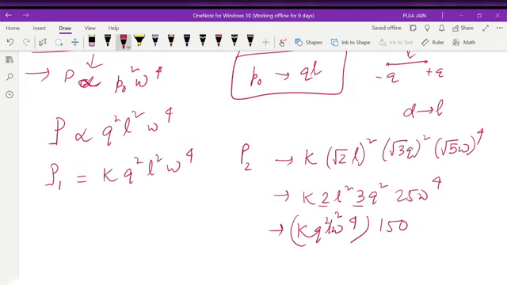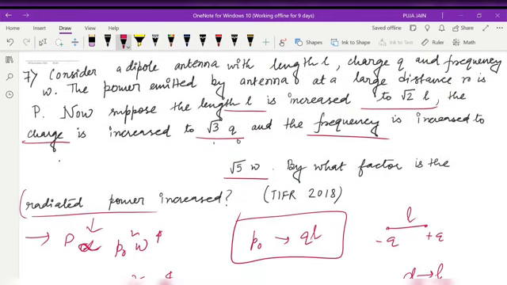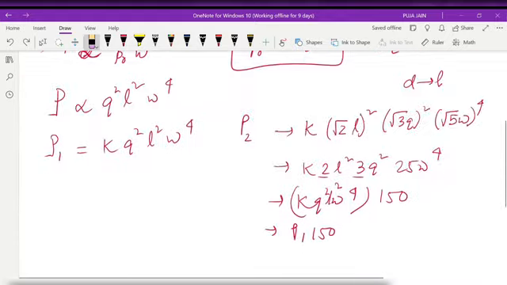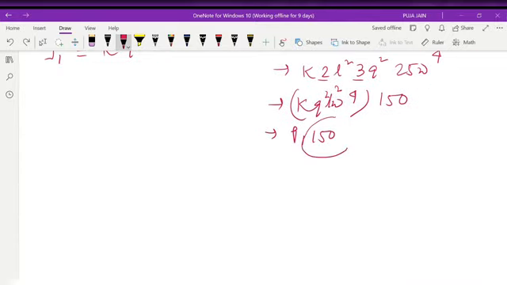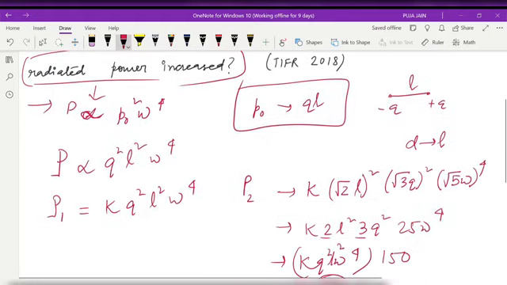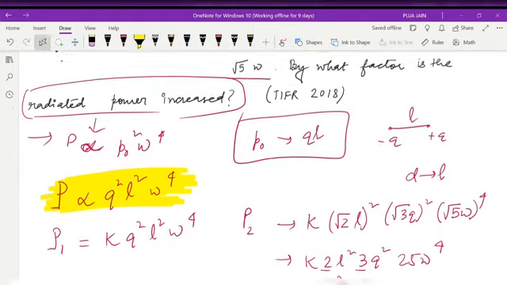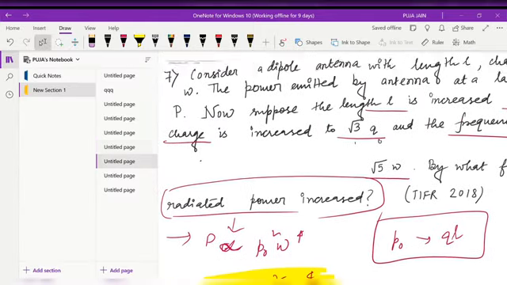Okay, so this is P1 times 150. So P2 is 150 times P1. So by what factor is the radiated power increased? The factor is 150. So by a factor of 150 the radiated power is increased. Okay, this is a simple question. This formula is very important. Remember this formula. Okay, so now let's proceed to the next question.